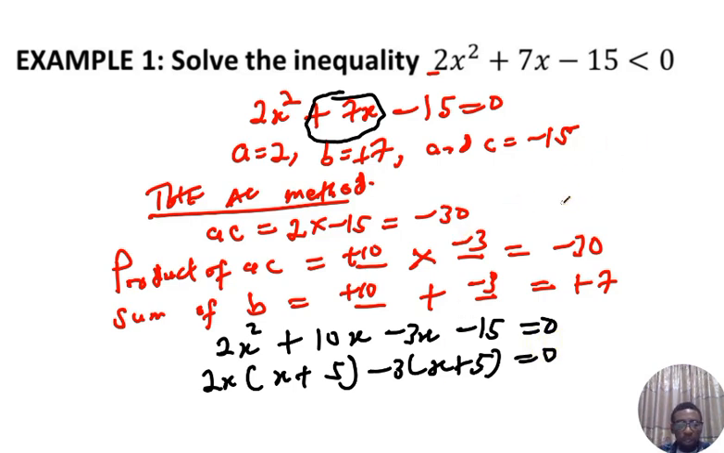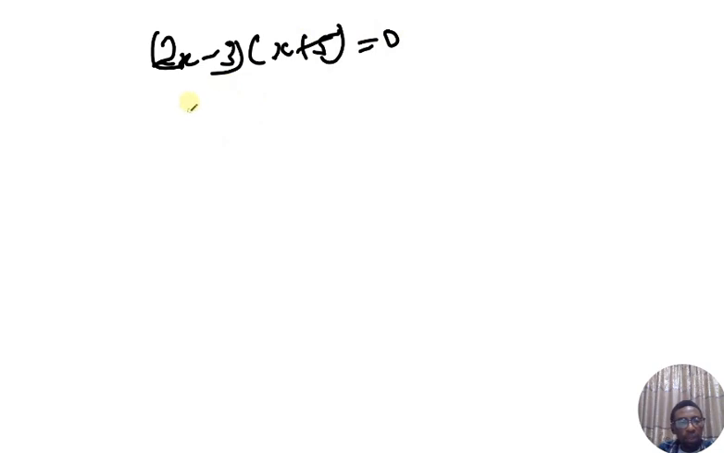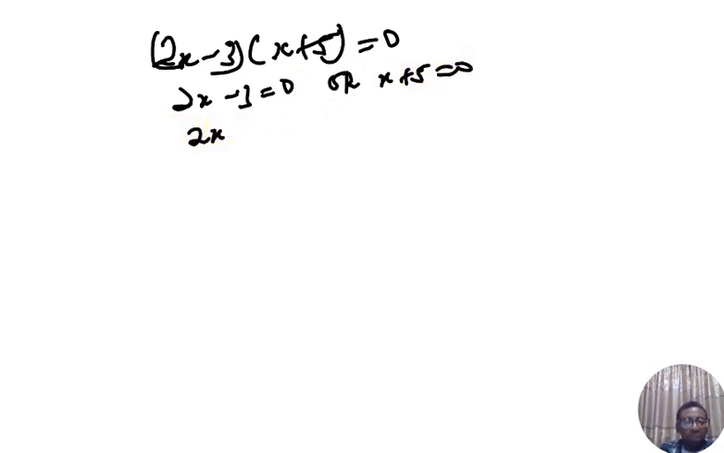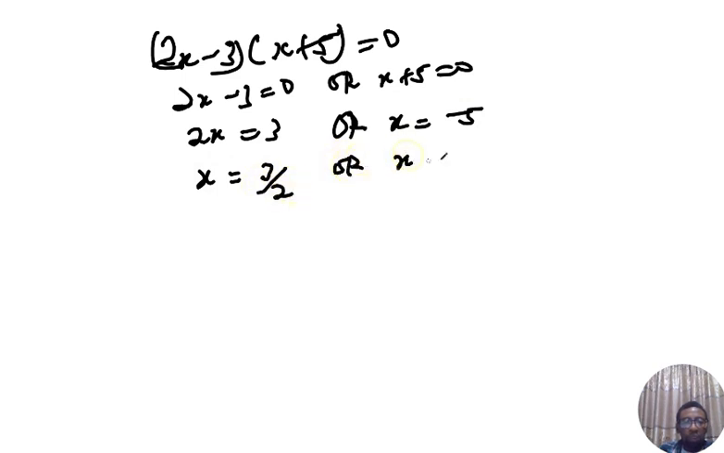So at this point, if I factorize them together, we have (2x minus 3)(x plus 5) equals 0. So that will be 2x minus 3 equals 0, or x plus 5 equals 0. So 2x equals 3, or x equals minus 5. So x equals 3 over 2, or x equals minus 5.